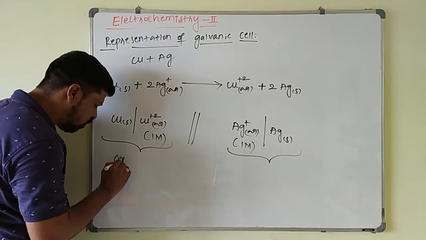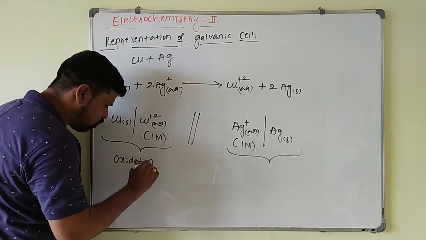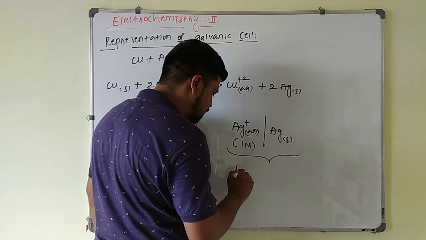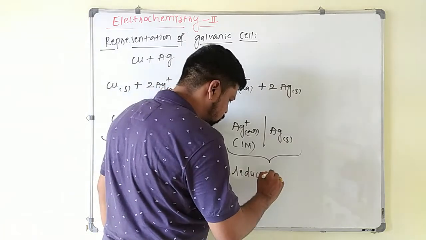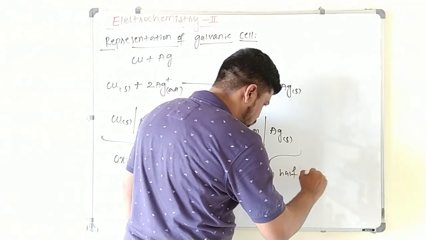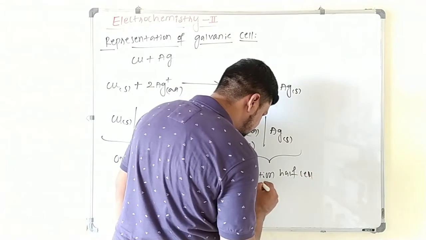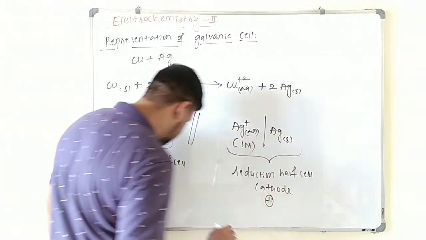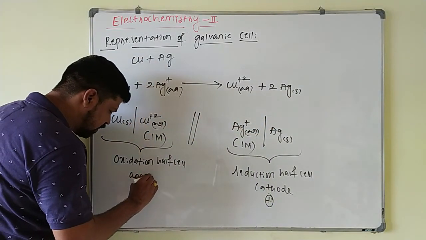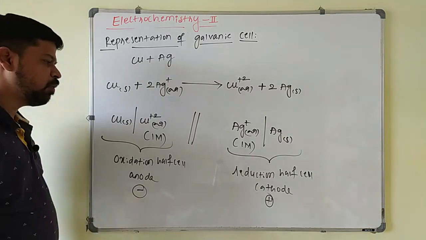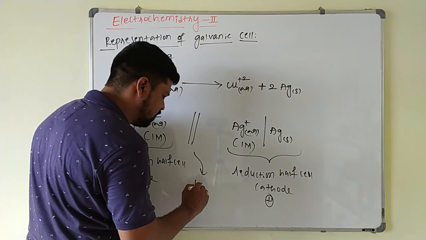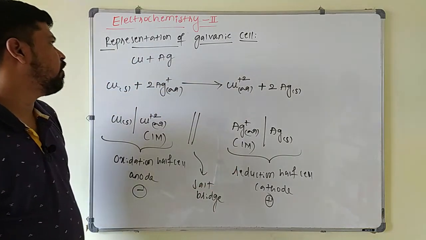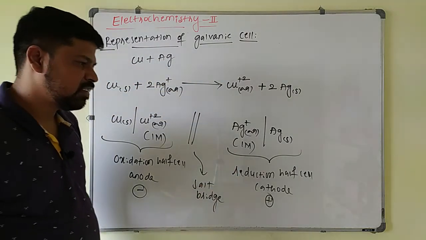So this is oxidation half cell. This is your reduction half cell. Reduction half cell is nothing but what? Here it acts as a cathode. Cathode is positive, and this is acting as anode where oxidation is taking place. It is negative. So this will be what? Salt bridge. So this is how you have to represent a galvanic cell here. Next example.